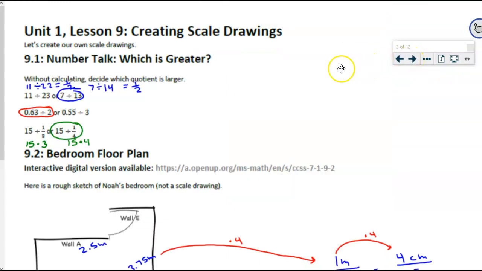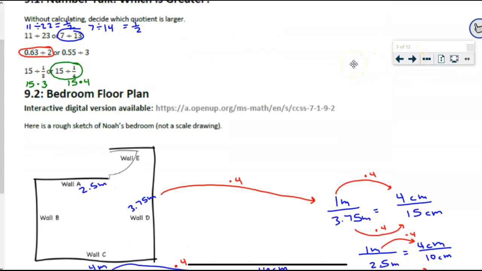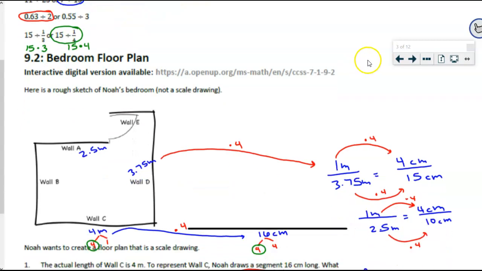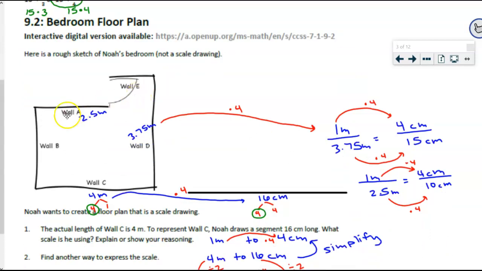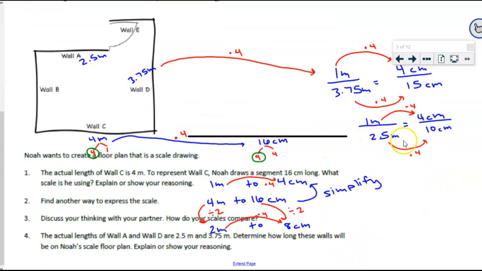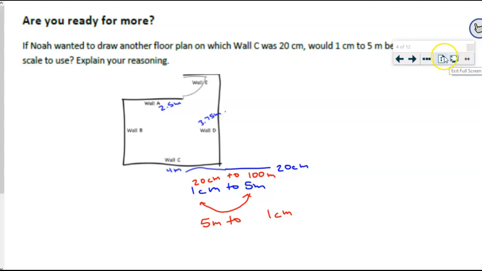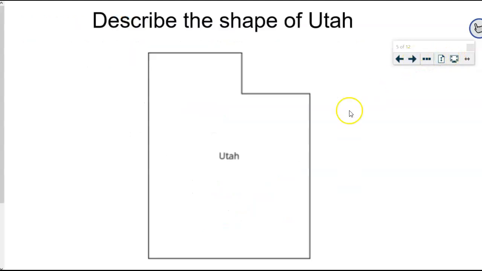And so we were getting to the point where we were creating our own scale drawings. We weren't quite there yet, and that's what we're going to be doing today. But what we saw last time is, this was the rough sketch, not a scale drawing. We were wanting to know if these were the actual measurements of Noah's bedroom, then what would the scale drawing lengths have to be? And we could see that we can represent this with equivalent ratios. And recognizing that is going to be really helpful for what we are going to be doing today.